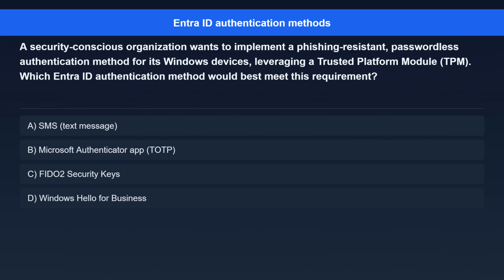Question 8. A security-conscious organization wants to implement a phishing-resistant, passwordless authentication method for its Windows devices, leveraging a Trusted Platform Module, TPM. Which Entra ID authentication method would best meet this requirement? Option A. SMS, text message. Option B. Microsoft Authenticator app, TOTP. Option C. FIDO2 security keys. Option D. Windows Hello for Business.